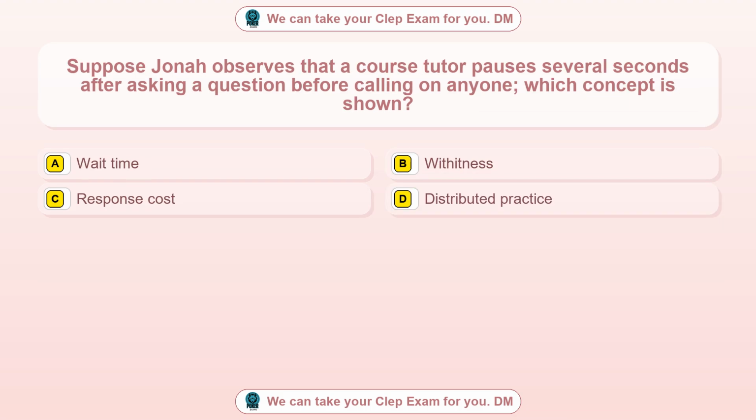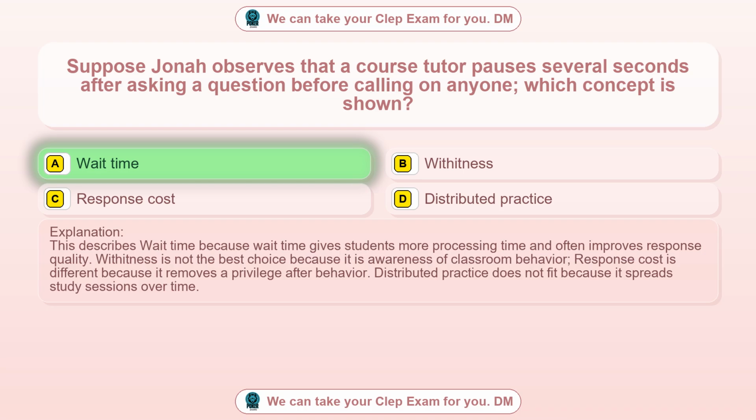Question 75. Suppose Jonah observes that a course tutor pauses several seconds after asking a question before calling on anyone. Which concept is shown? Option A, wait time. Option B, withitness. Option C, response cost. Option D, distributed practice. The correct answer is option A, wait time. This describes wait time because wait time gives students more processing time and often improves response quality.